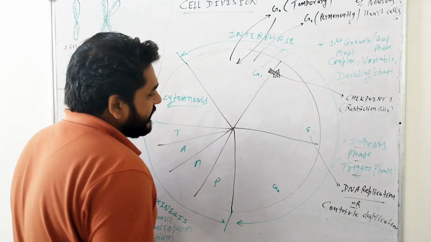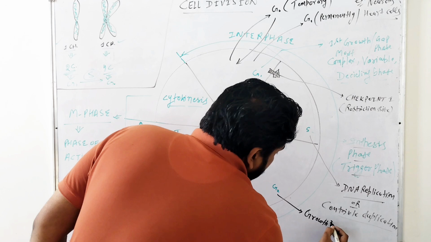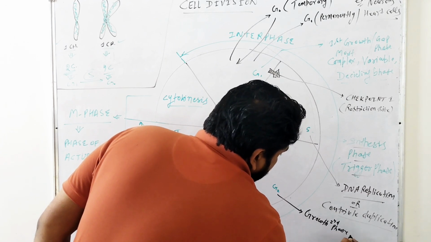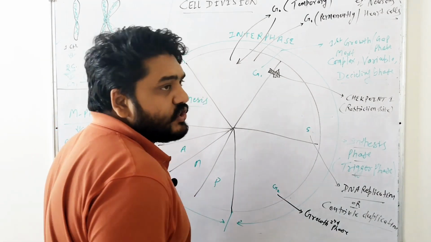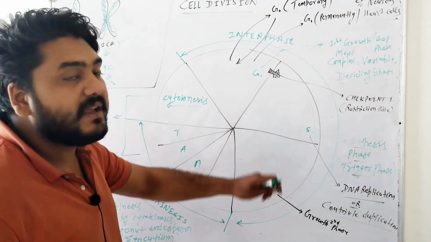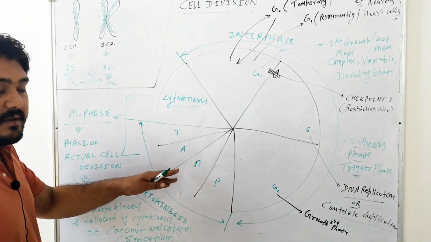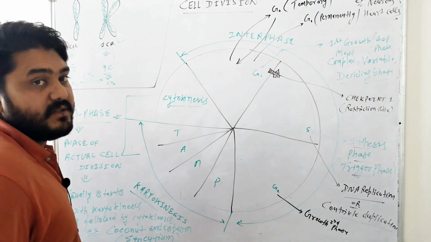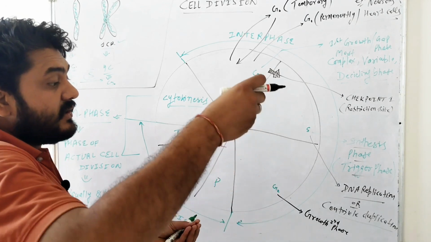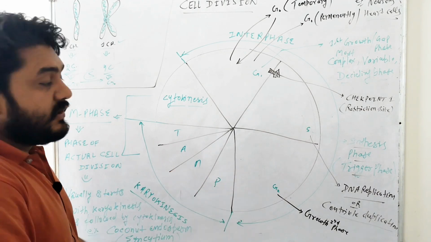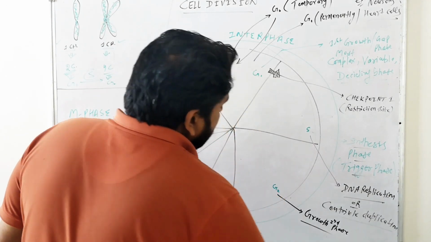Next we come to the G2 phase. The G2 phase is called the growth second phase, or you can say the gap 2 phase. In the G2 phase, some tubulin proteins will be formed, because centriole duplication has taken place in the S phase. Further on, in the metaphase, the chromosomes are visible and the spindle fibers will be attached to them. So for that attachment, tubulin proteins are formed in the G2 phase.